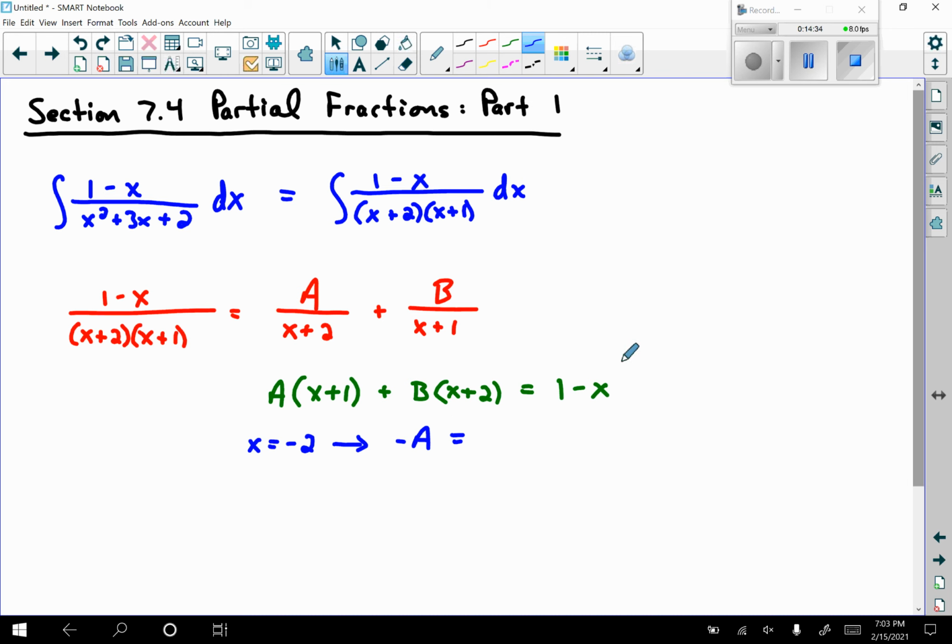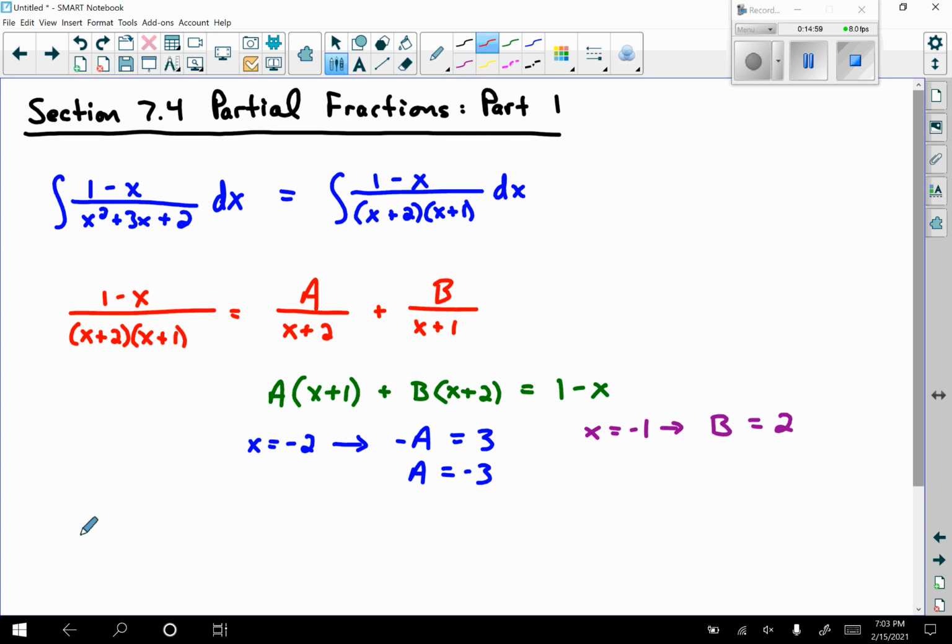I read that completely backwards. 1 minus a negative 2 will become a positive 3. Then that means a would equal negative 3. And I'll do just the opposite here. I'm going to let x equal negative 1. That means my a term goes away. Now negative 1 plus 2 is 1, so I get a 1b. Now this is 1 minus a negative 1, so that's going to equal 2. So now I have my numerators.